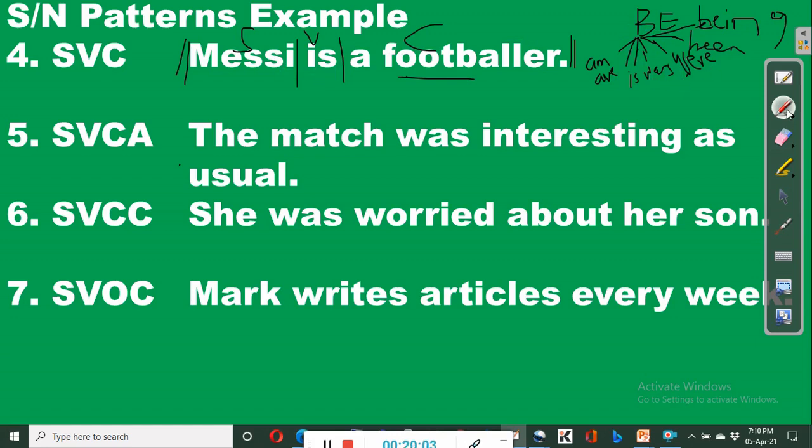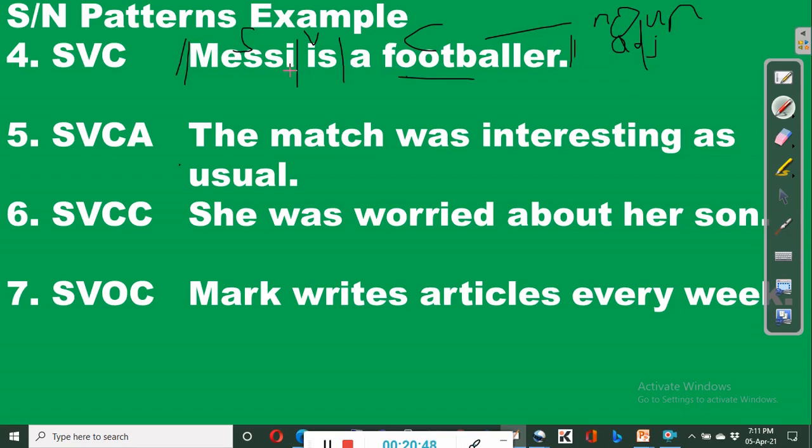Of course, we have other linking verbs such as seem, appear, all right, and taste, and so on and so forth. Become. All these are what we call the linking verbs. And whenever you have a linking verb, what comes after it is the complement. A complement is either a noun or an adjective. These are two word classes that can function as a complement. All right. So a noun or an adjective.